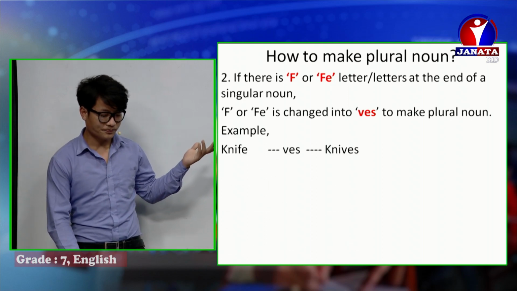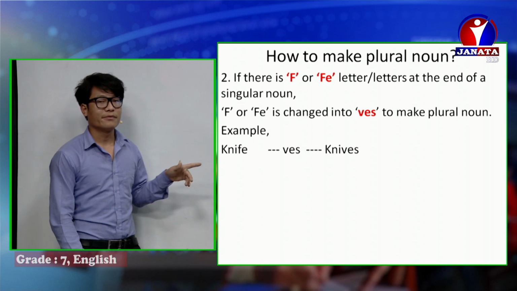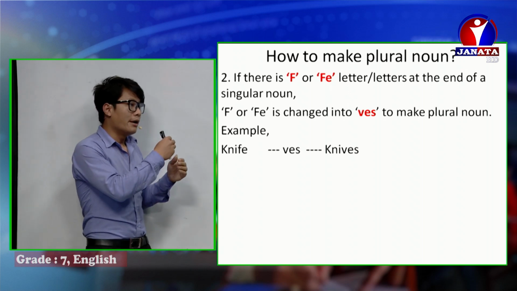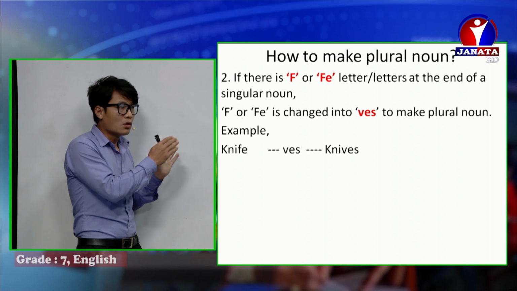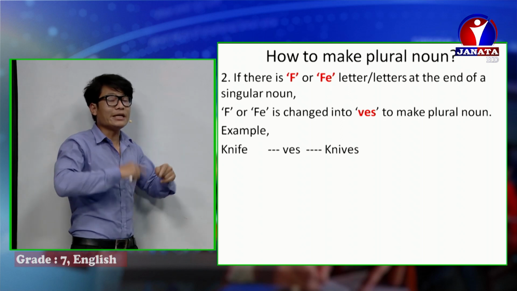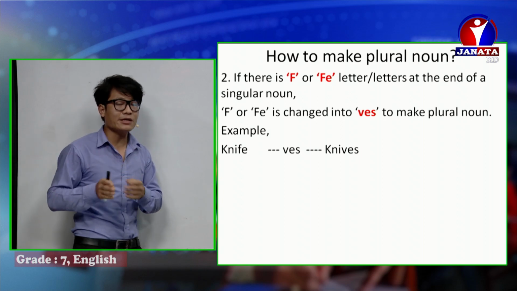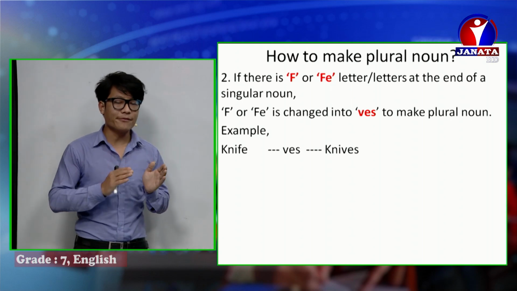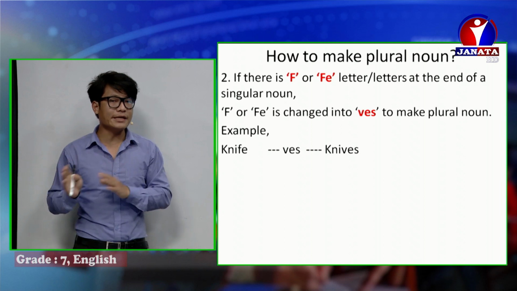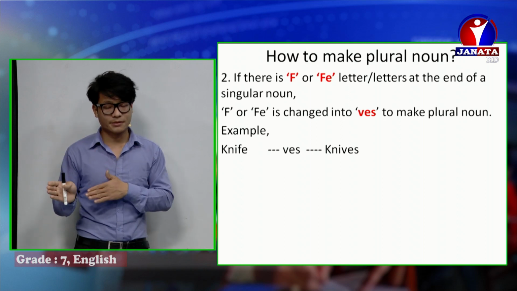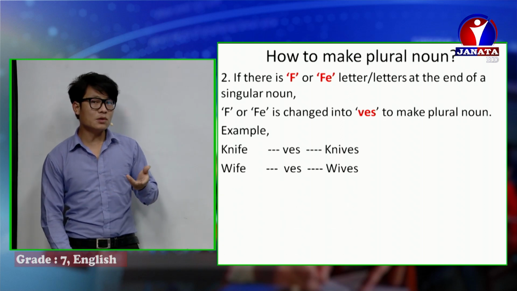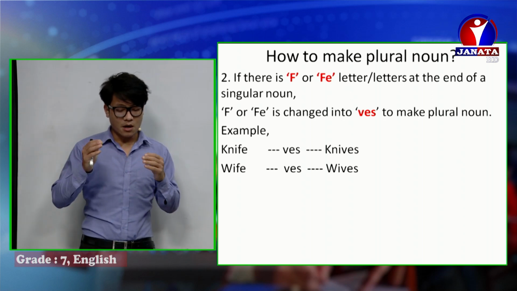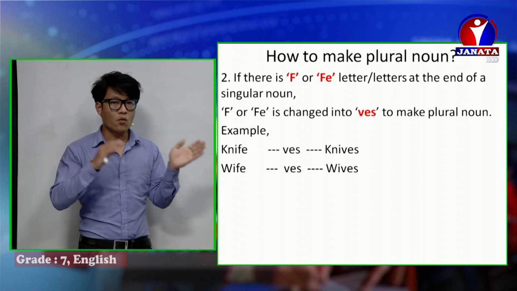So let's see the example. K-N-I-F-E, knife. Now we are going to make a plural noun of this word knife. According to the rule, we need to change FE into VES. So now it becomes K-N-I-V-E-S, knives. Knife, knives. Next is wife, W-I-F-E. According to the rules, it becomes wife, wives.